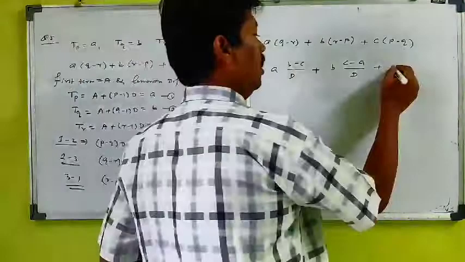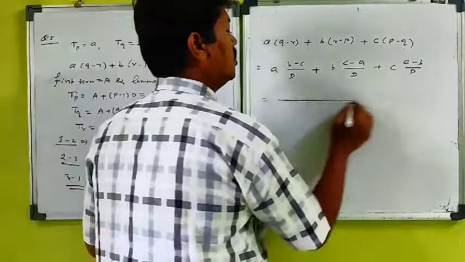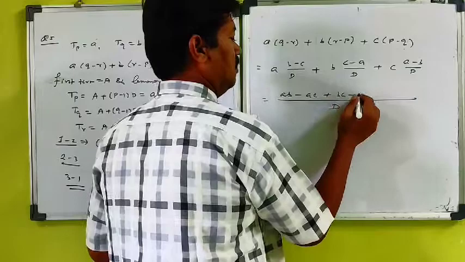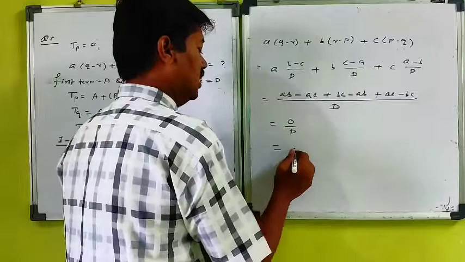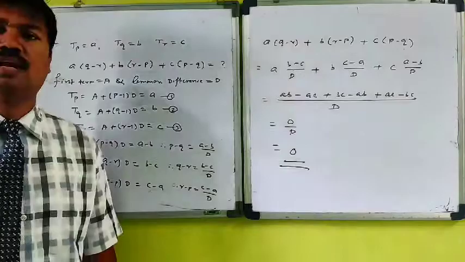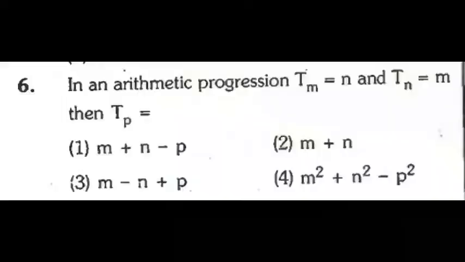So now D is considered as a common LCM. So it is AB minus AC, BC minus AB, AC minus BC, like this. Now look at these values here, so everything gets cancelled, so it is 0 upon D, so the answer is 0 for this. That's a very simple question, question number 5. It looks very complicated, but actually it is very easy.